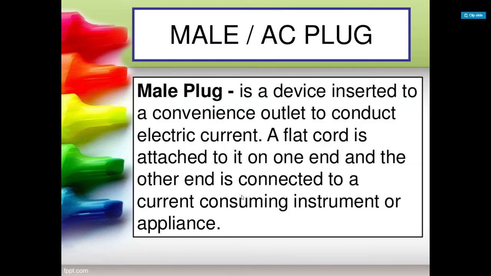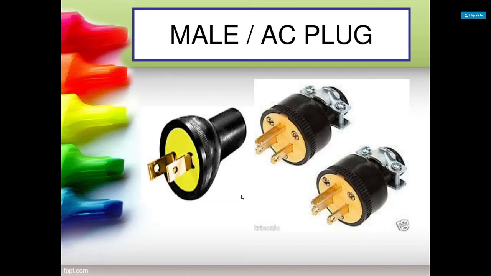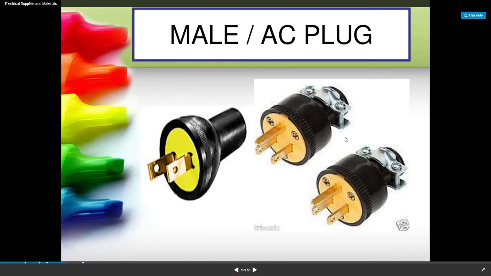Second is the male plug. So this is a device inserted to a convenience outlet to conduct electric current. A flat cord is attached to it on one end, and the other end is connected to a current consuming instrument or appliance. So this is the male plug. This is where you insert to the convenience outlet. Okay? So how does a male plug look like? So this is how a male plug looks like.